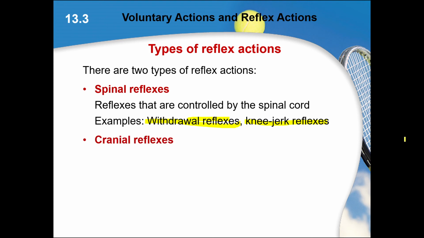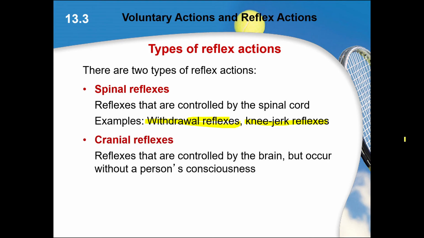Alright, so I'll move on to the cranial reflex. Cranial reflexes are reflexes that are controlled by the brain, but they occur without a person's consciousness. An example would be the pupil reflex. So imagine I'm throwing a big ball straight at your face. Immediately you will blink to prevent it. It's just a defense mechanism. It's something that your body does automatically, so you can't control it.